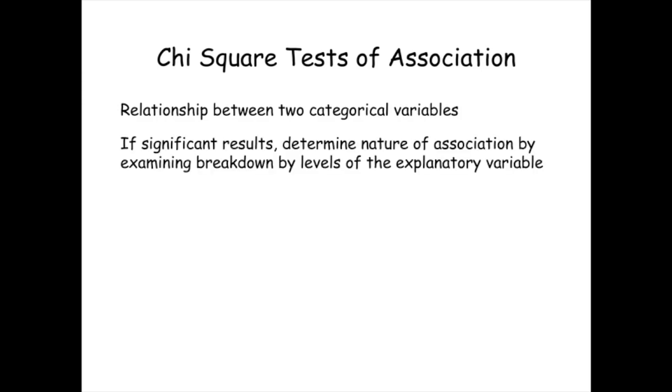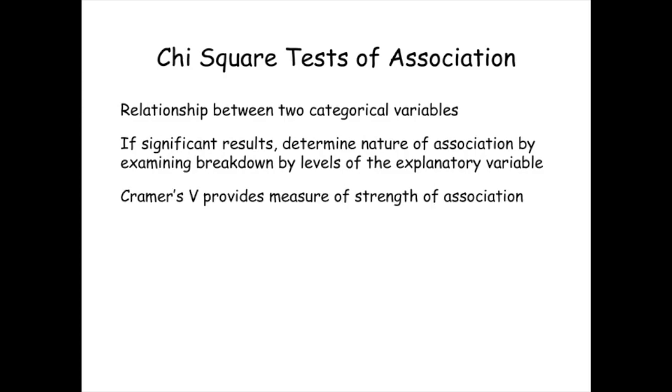Chi-square tests of association examine the association or relationship between two categorical variables. If results are statistically significant, we do further testing to determine the nature of the association. We can also use Cramer's V as a test of strength of association.